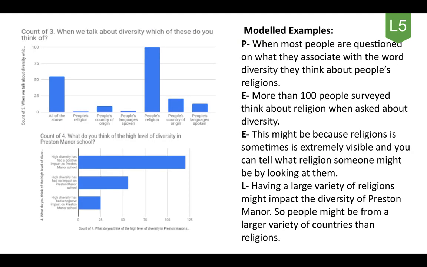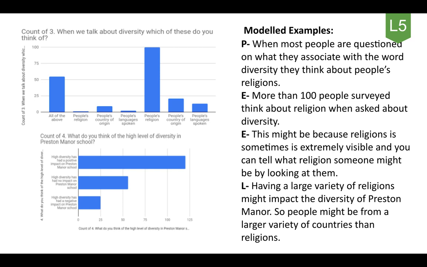Let's have a look at another graph. This graph is talking about when we question people, what did they associate with the word diversity, and did they think it had a positive impact or a negative impact? So some people said people's religion, a lot of people said all of the above, they think it's language, religion, country of origin, and we're going to say, well, what does that mean?